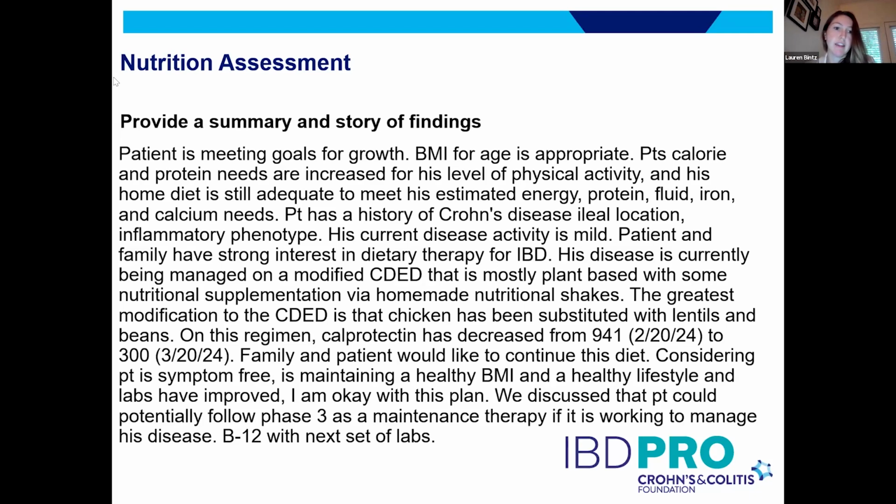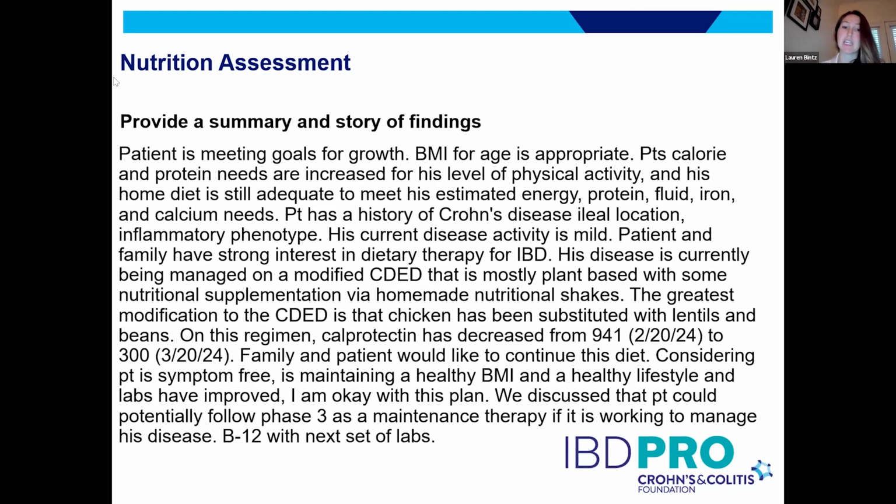So considering that, this patient was overall feeling fine, labs were improving, he's maintaining a healthy BMI and a healthy lifestyle, I was okay with continuing the Crohn's disease exclusion diet with the modifications that they had made. I provided some education, which I'll get into in the next slide, about the diet, and we discussed that the patient could transition to following a phase 3 diet as a maintenance therapy if it was continuing to manage his disease. I also recommended drawing B12 with patient's next set of labs.